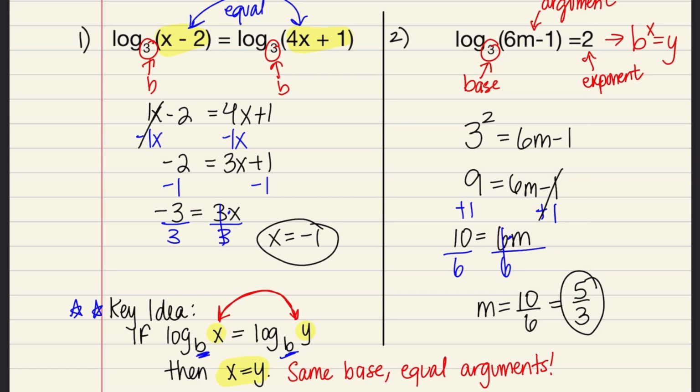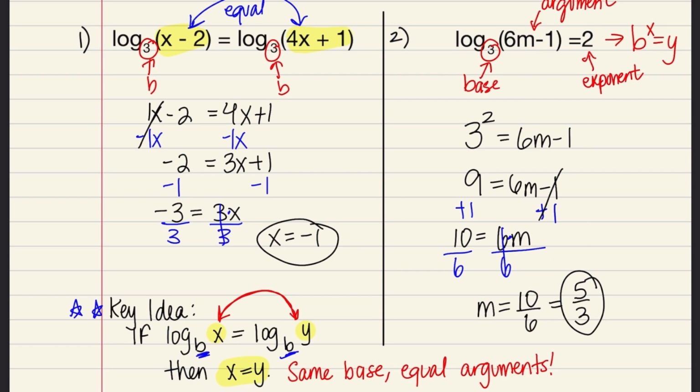So in this example, there's a big difference from number 1. On number 1, we started with a log on both sides. We used the knowledge of same base means the arguments are equal to each other, and we brought them down to equal each other and used inverse operations to get x equals negative 1.